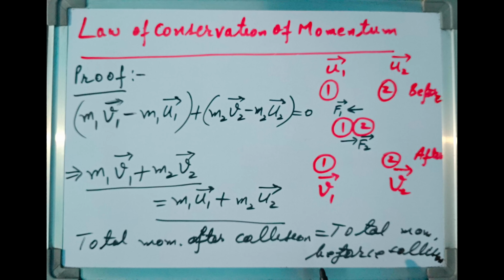unless some external force acts on the system. When no external force is acting, due to internal forces, the momentum of the system does not change. Hence the proof for the law of conservation of linear momentum.